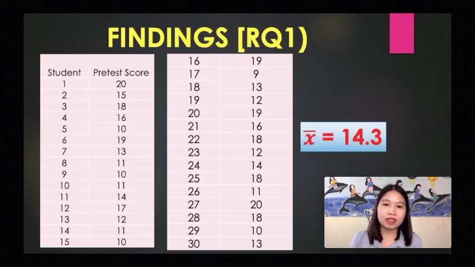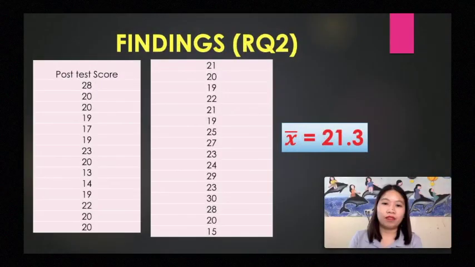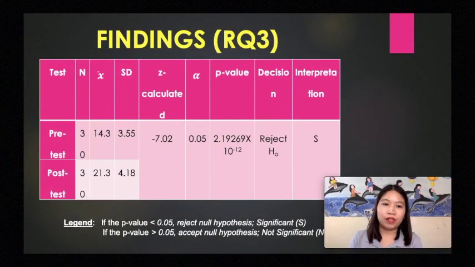For the findings, for research question 1, the mean score is equal to 14.3 for the pretest score of the Grade 10 students. And for the findings for research question 2, the post-test scores of the students got a mean score of 21.3. For the findings of research question 3, the standard deviation for the pretest is 3.55, and the post-test is 4.18 standard deviation.